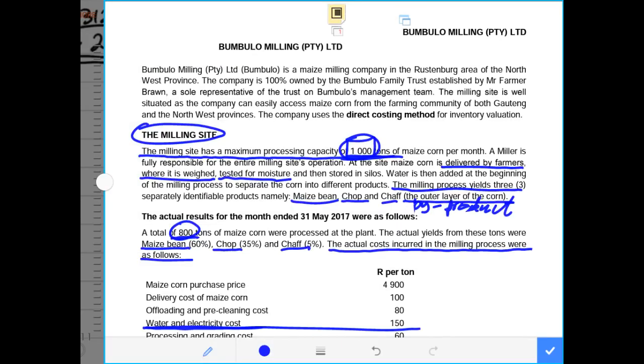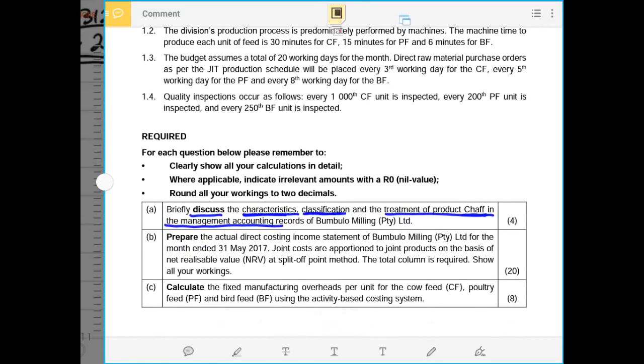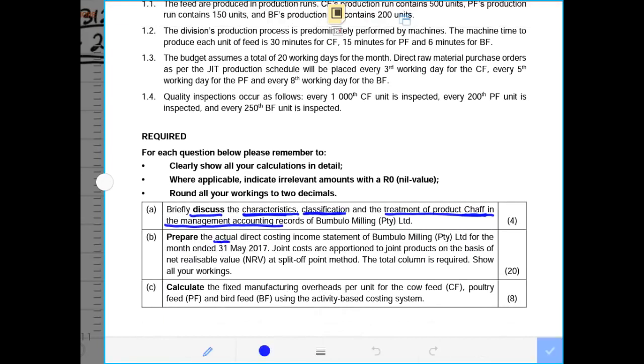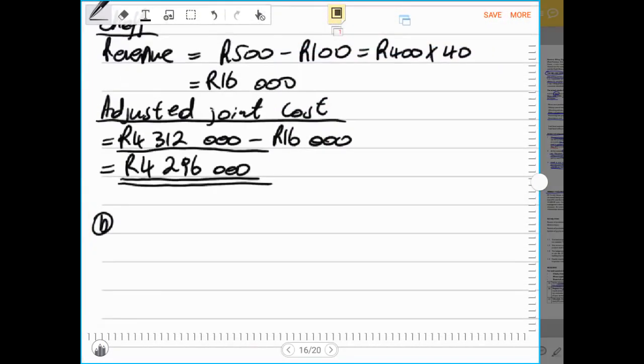Number B, I am required to prepare the actual direct costing income statement. And before I do this, I first need to allocate the joint cost using the net realizable value method. The net realizable value method says sales revenue minus further processing cost.